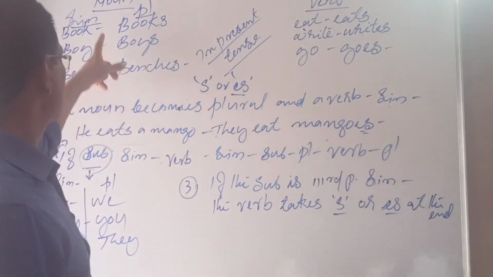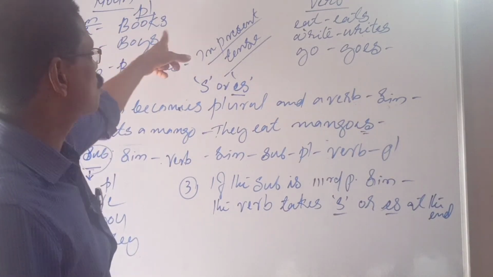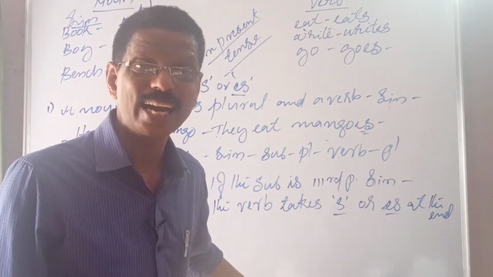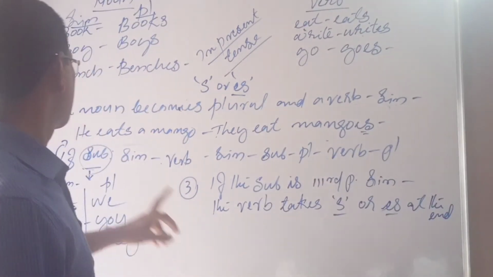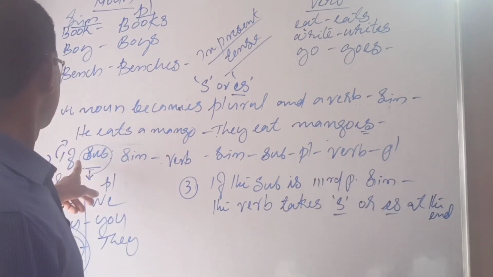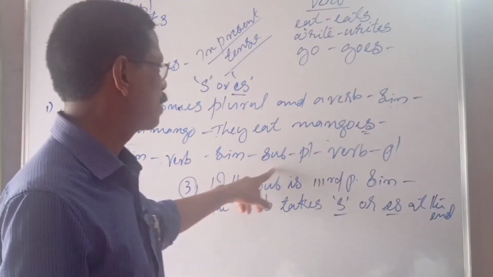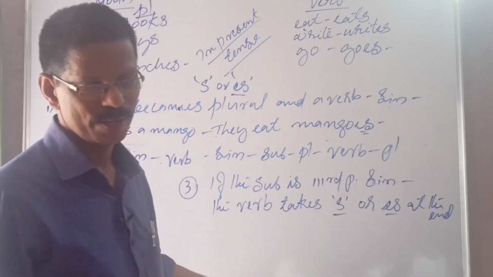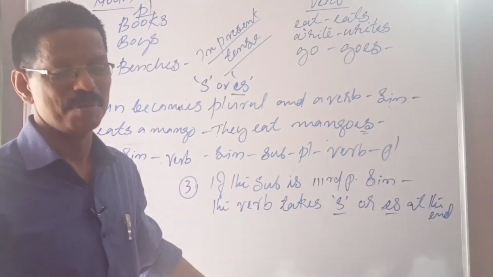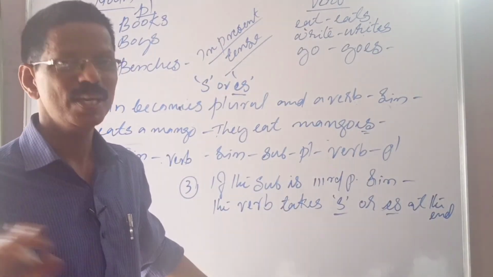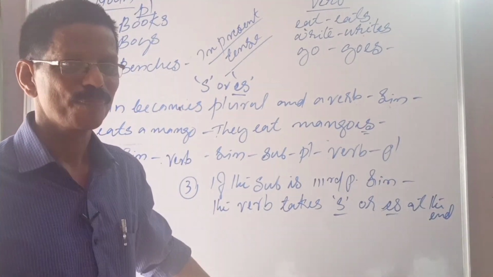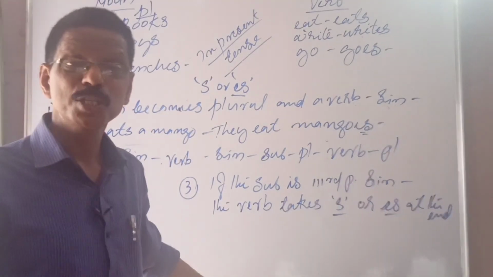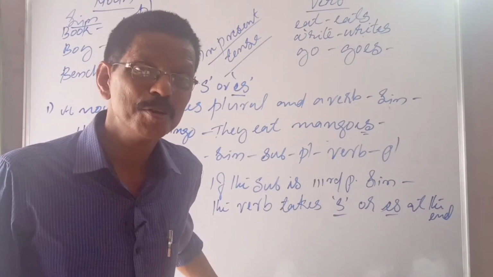What are they? Number one: if a subject noun becomes plural, a verb becomes singular when s or es is added to it. Number two: if the subject is singular, the verb must be singular, and if the subject is plural, the verb must be plural. Which means the subject should agree with the verb in person and number. See, subject-verb agreement. Which means if the subject is singular, the verb must be singular. If the subject is plural, the verb also must be plural.